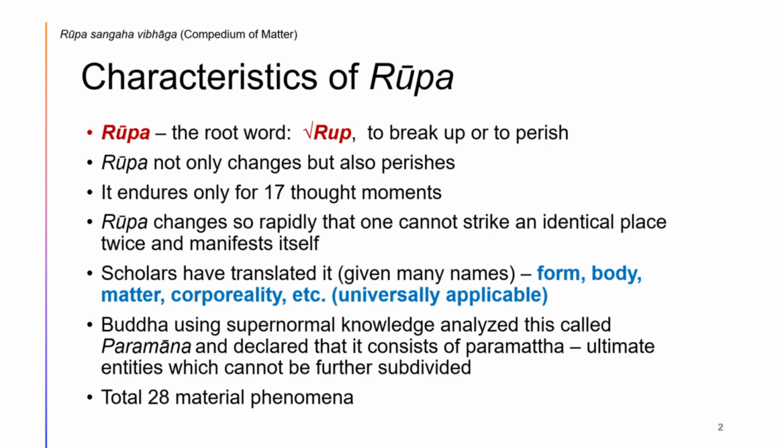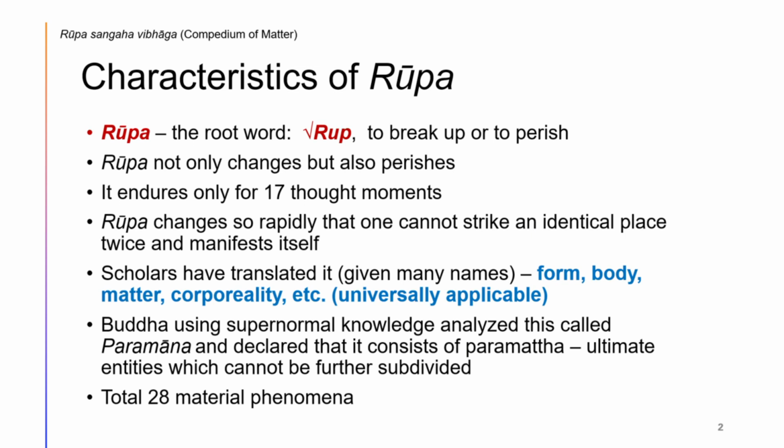So what is the characteristic of Rūpa? The word Rūpa, Rup, means to break up, to be broken down, or to perish. That's why it's called Rūpa. So Rūpa not only changes, but also perishes. It comes and it will go off. Everything starts and has to end. The Rūpa, the thing, will endure only for 17 thought moments. Just remember, 17 thought moments for every Rūpa to arise.